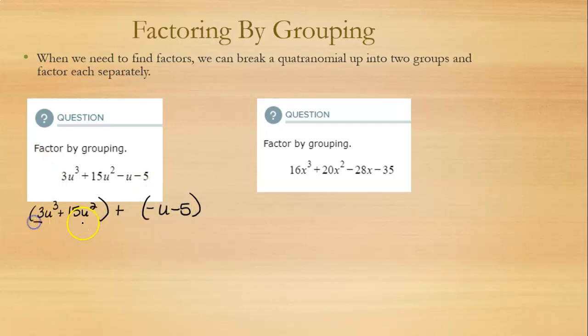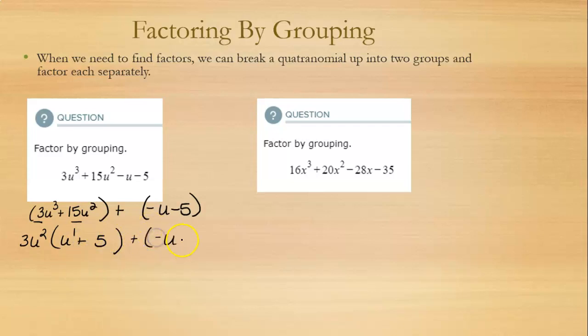Think about what 3 and 15 are both divisible by. 3 and 15 are both divisible by 3. That leaves me with u to the third and u squared. The highest number of u's that I can take out of both is u squared. That leaves me with u to the 1, because 3 minus 2 is 1, and u squared divided by u squared just gives me 1. 15 divided by 3 gives me 5, so that's u plus 5.